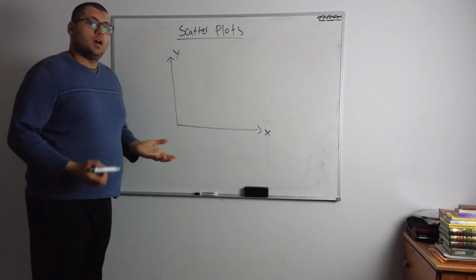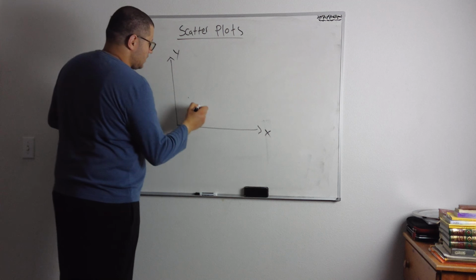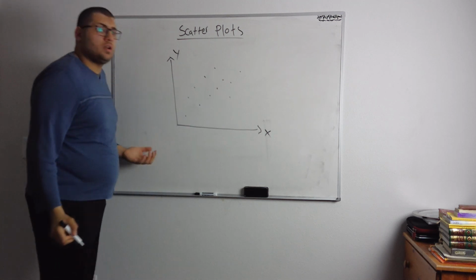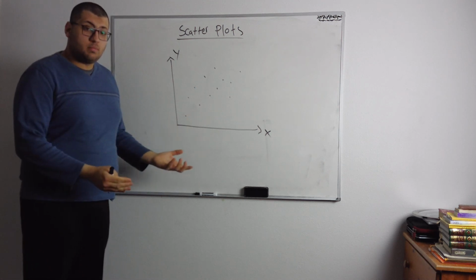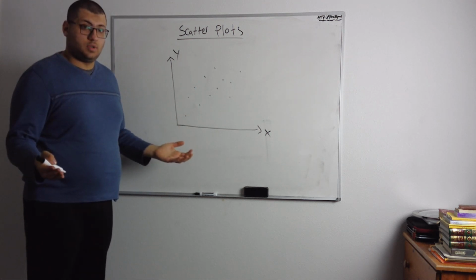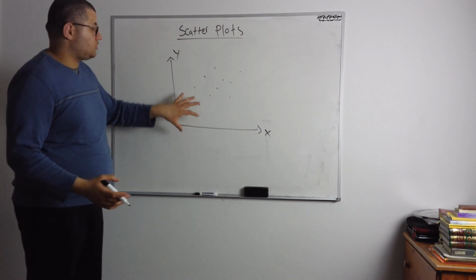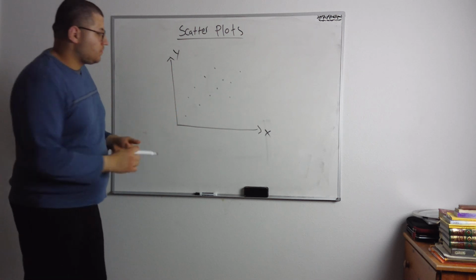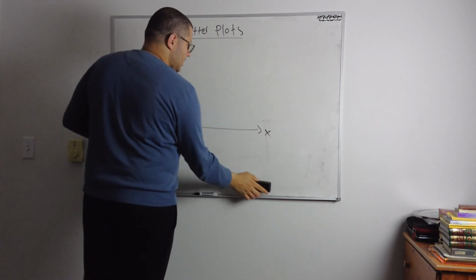A scatter plot is a graph that has dots, just dots everywhere, that are unconnected. We usually use them to represent a large amount of data, because they're just dots everywhere representing a large amount of data. So scatter plots are usually used to represent a large amount of data.